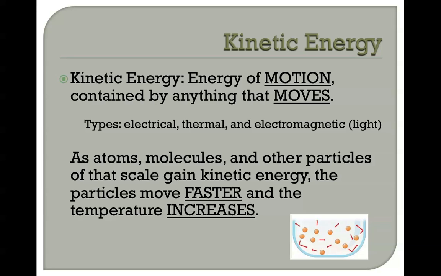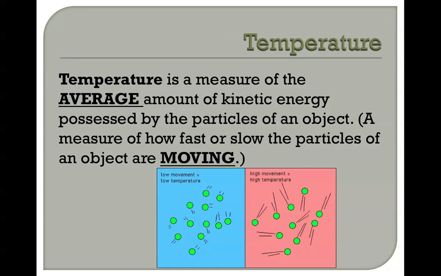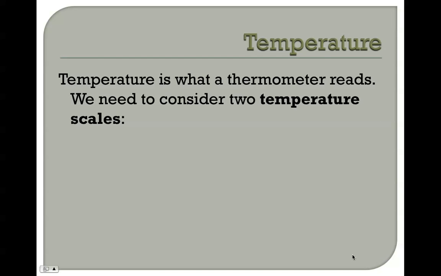Now, temperature we're going to talk about is that measure of how fast the particles are moving. So temperature is a measure of the average amount of kinetic energy possessed by the particles of an object. So basically it's measuring how fast or slow the particles of an object are moving. If there's low movement, that results in a low temperature. If there's high movement, that is represented by a high temperature. So temperature is what a thermometer reads.